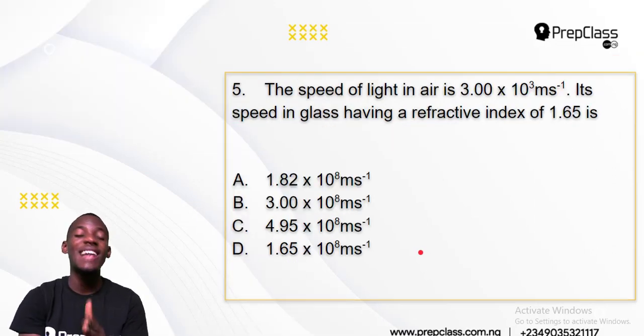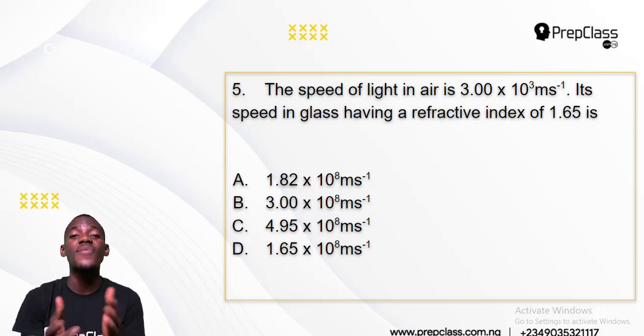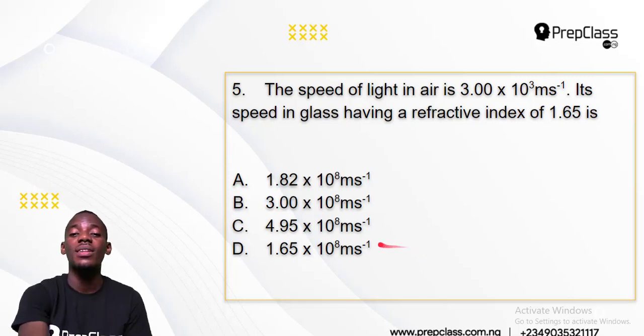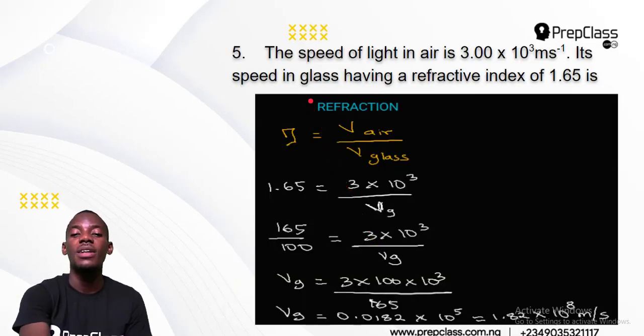And that brings us to the last question of this video. The speed of light in air is 3 times 10 to the power 8 meters per second. What is its speed in glass having a refractive index of 1.65? Now, whenever you hear the word refractive index in physics, that means the question is a refraction question. And for refraction, we know that the formula for refractive index is just this. It is actually velocity in air over velocity in glass, where my refractive index is this symbol.